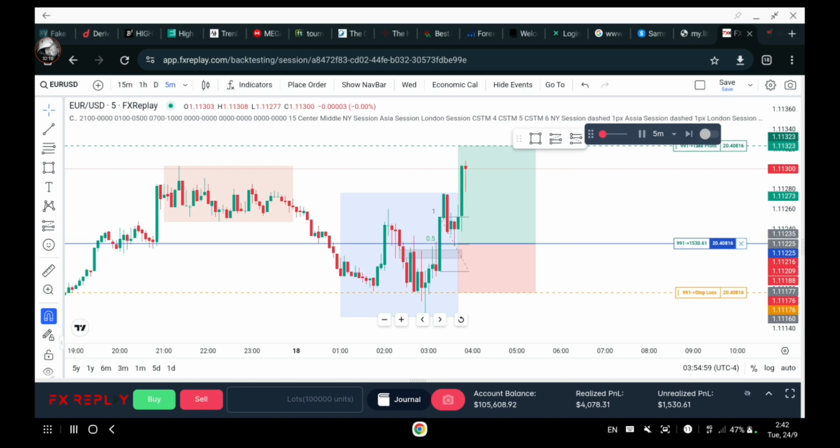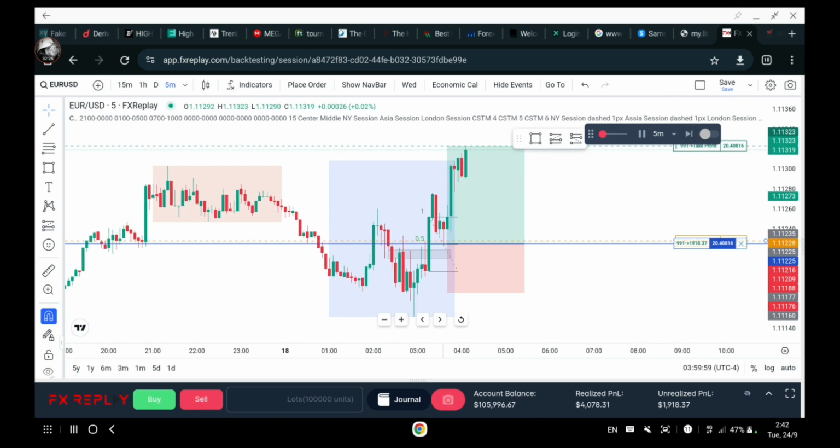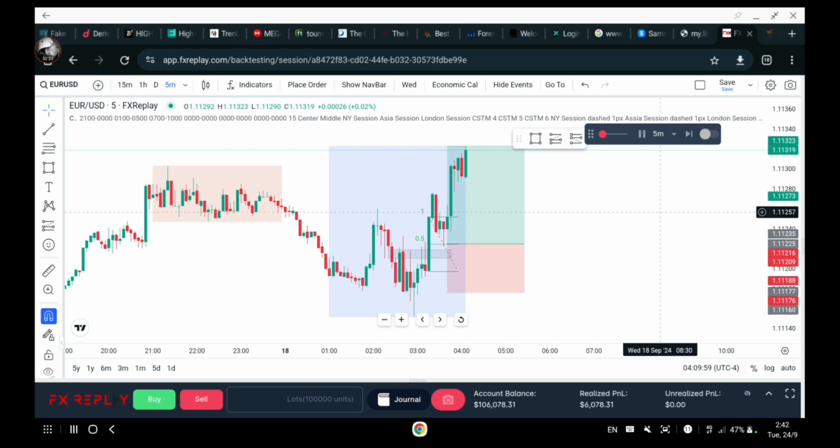Let's see how it goes. Up towards the target. Now I would move the stop loss to break even. Right there. Okay, we got take profit hit. So now let's go to the next day.